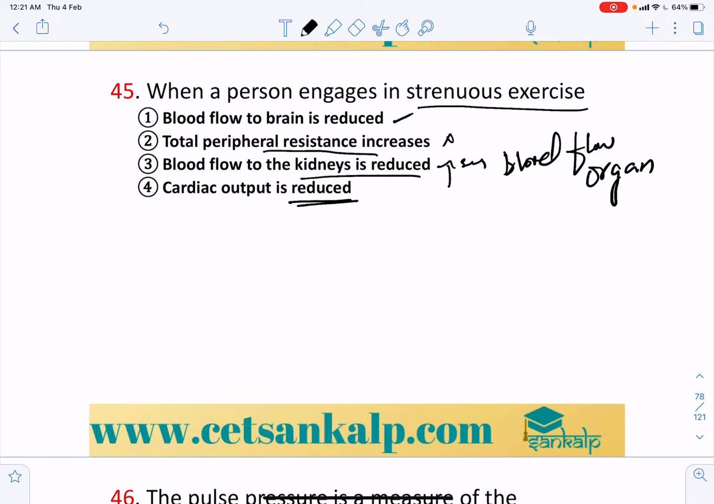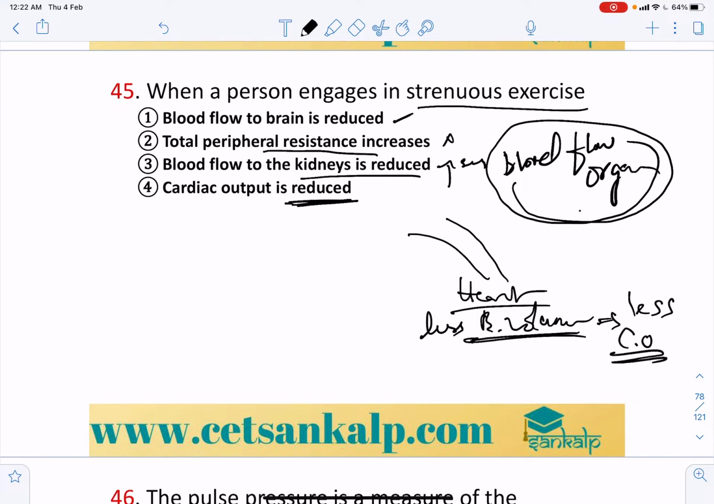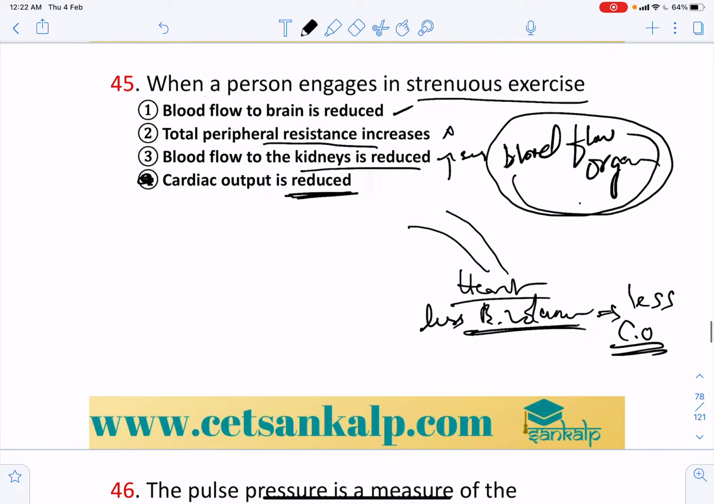So in this condition, the blood supply will be more for all the other organs, and what the heart receives will be less. The blood volume circulating through those organs is utilized heavily, so the heart will receive less blood volume. Here, with less blood volume, we can say there is reduced cardiac output. So that is the answer, the fourth one.